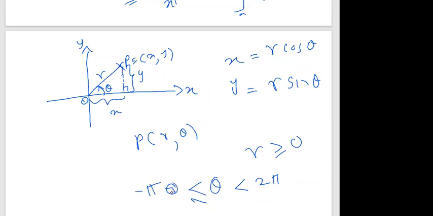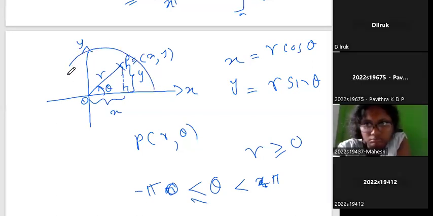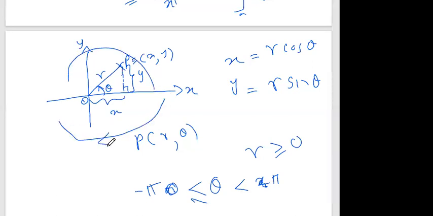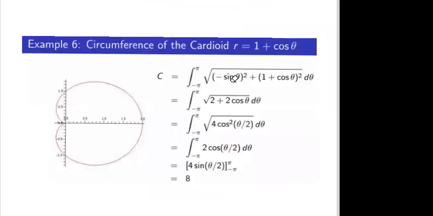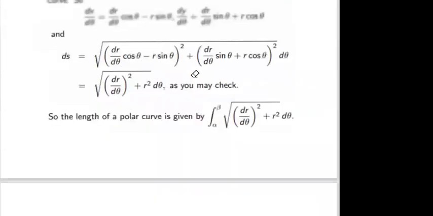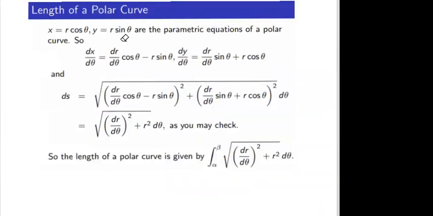You can take that if you like. Some people consider theta varying between minus pi to pi. That's all right, that's fine. Or you can use 0 to 2 pi, the full circle. So x and y can be expressed in terms of r and theta like this.